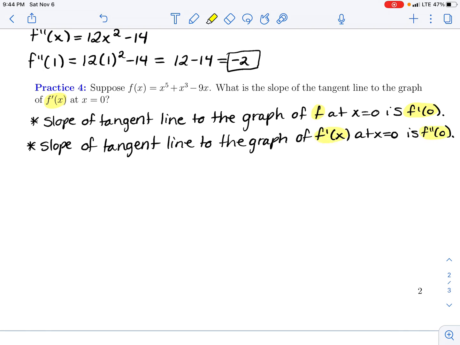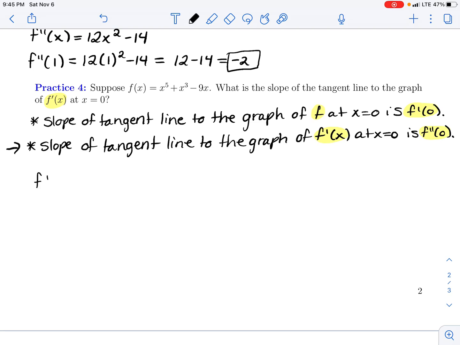Again, now you want to pay attention to what our statement is asking. Is it asking us for the slope of the tangent line to the graph of f, our original function, or is it asking us for the slope of the tangent line to the graph of our first derivative function, f prime? Or it could even ask for the second derivative or the third derivative, so on and so forth. So you do want to make sure that you're paying attention to those equivalences and how to use them. Okay.